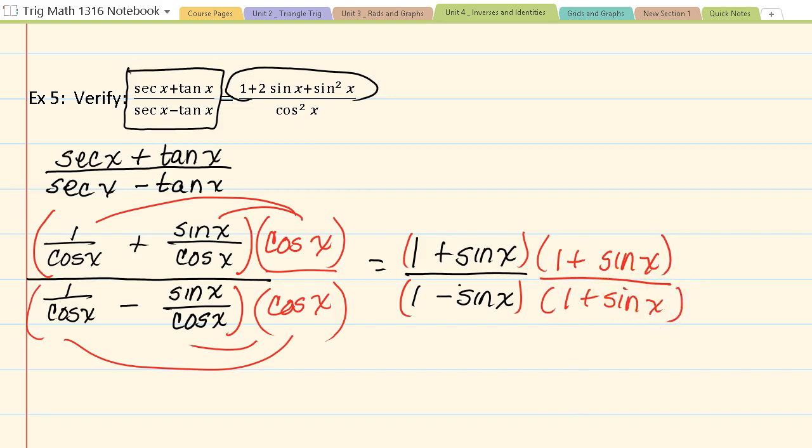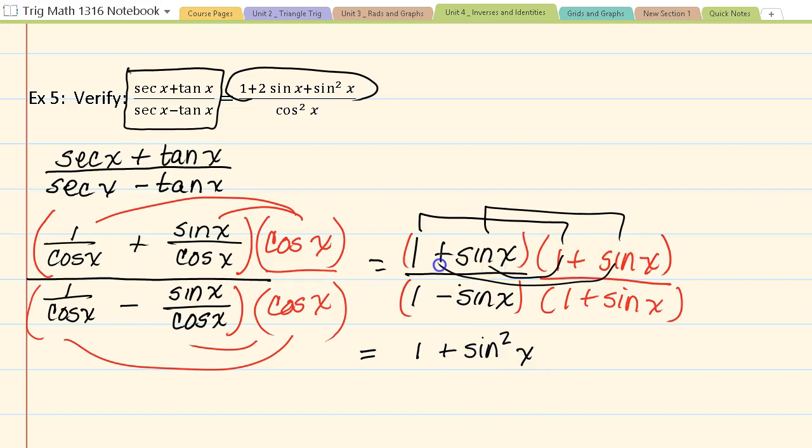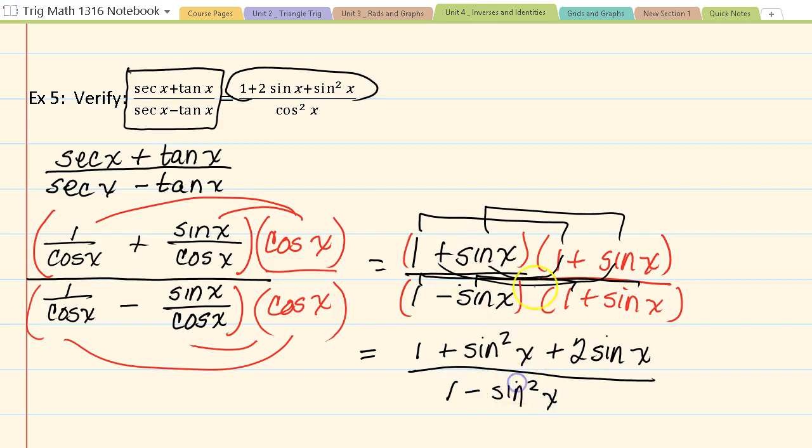And now I'm going to do FOIL at the top and FOIL at the bottom. That's going to give me 1. That's going to give me plus sine squared of x. On the inside, it's going to give me sine of x and another sine of x. That's 2 sine of x. At the bottom, we're going to find it's going to give me 1, because 1 times 1 is 1. And then sine of x times sine of x is minus sine squared of x. And then on the inside, I'm going to get negative sine of x and a positive sine of x. So they actually cancel each other out.